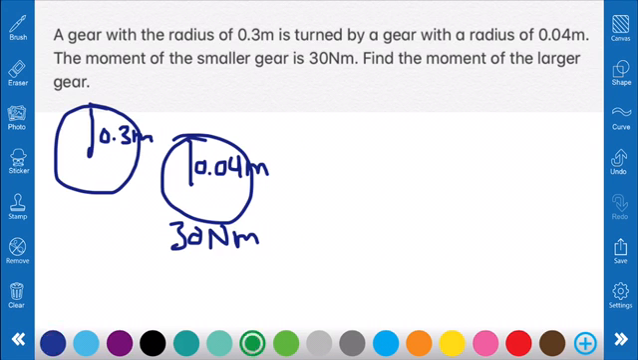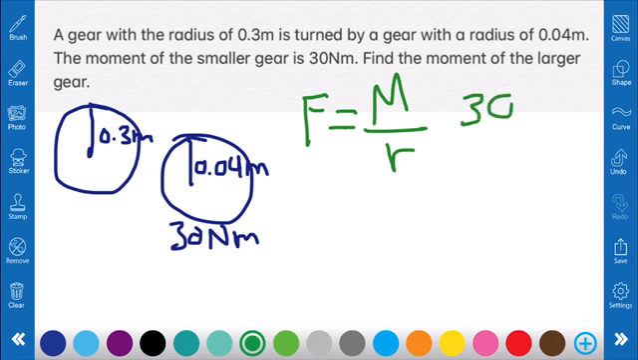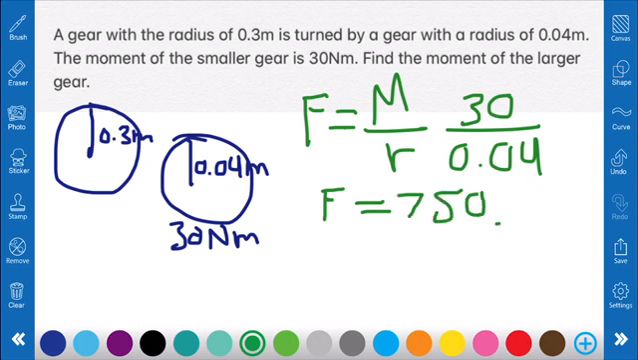So, what you have to do first in order to find the moment of the larger gear is find the force of the gears. For that, we have the equation F equals M over R, M being moment, R being the radius, and F being the force. So we can take the moment of the smaller gear, which is 30 Nm, and divide it by its radius, which is 0.04. F is equal to 750 N.